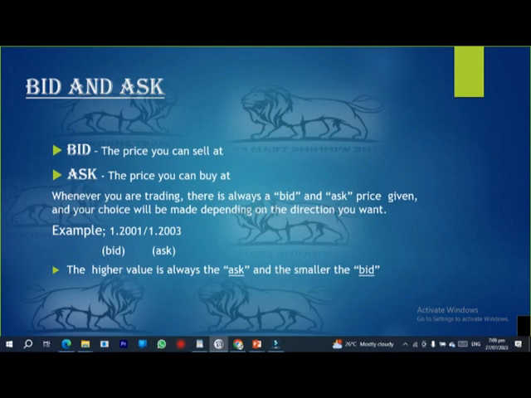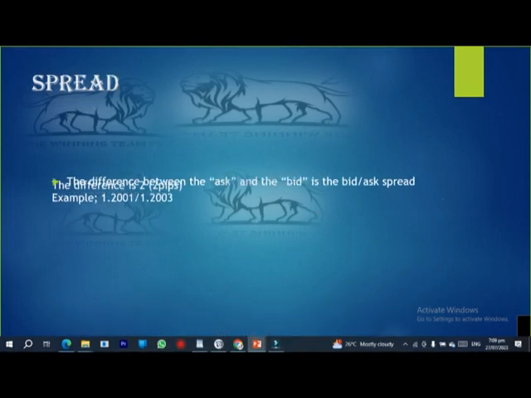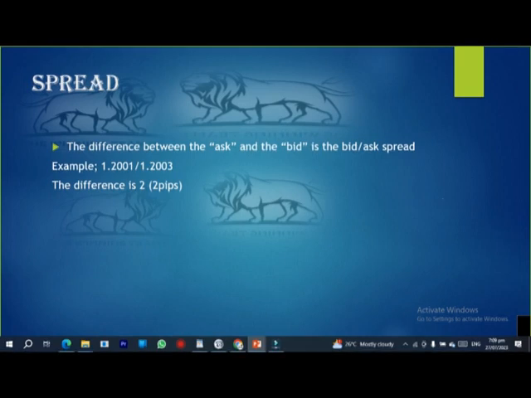So that is what we call spread. The difference between the ask and the bid price is the bid-ask spread. For example, the difference between those two is 2, so those two numbers are 2 pips apart. So the spread is 2. Whenever you see that, it means your broker is charging you 2 pips.